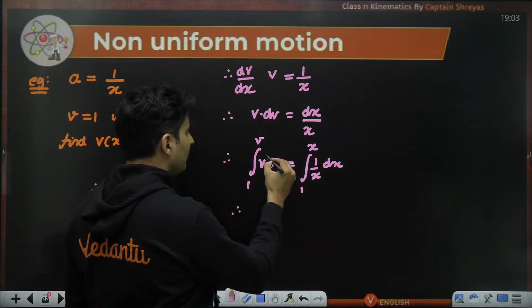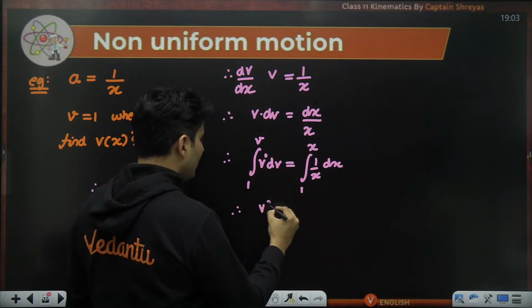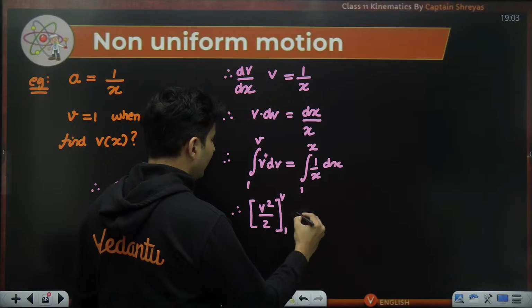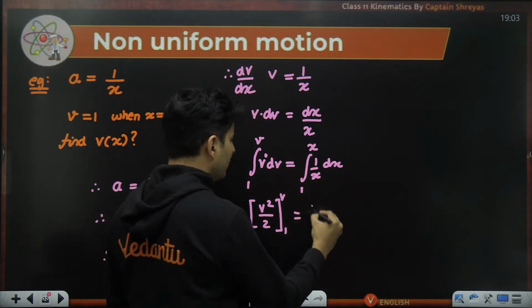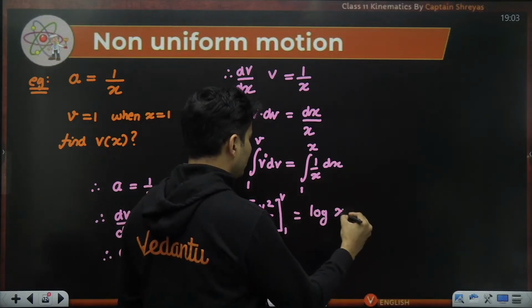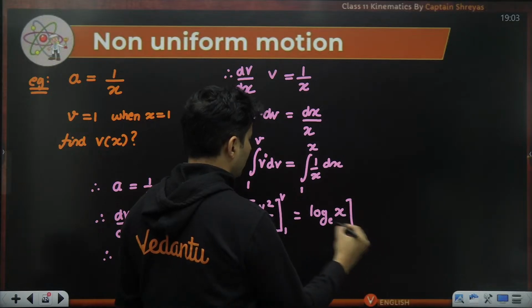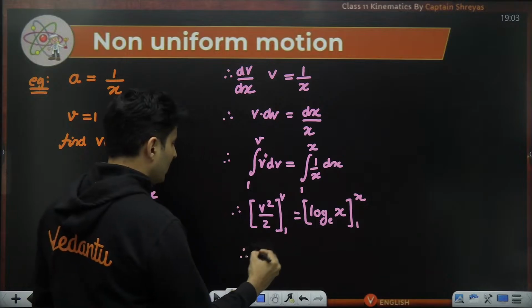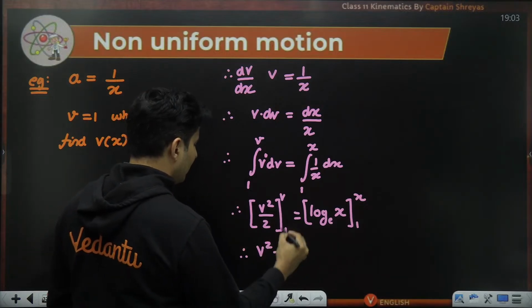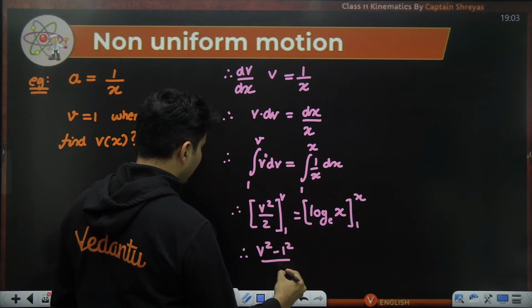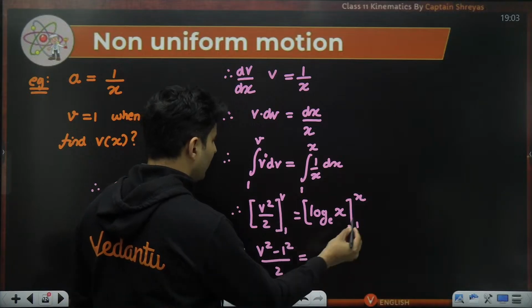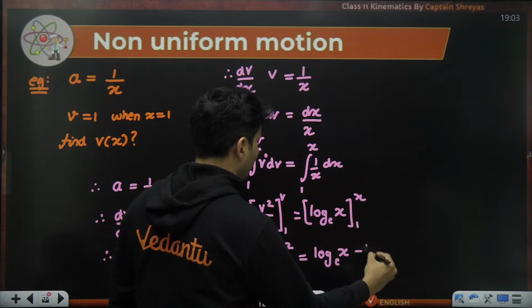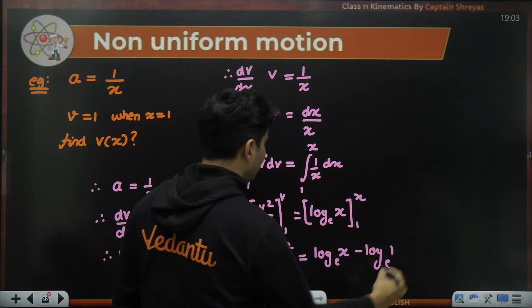V's integration, this is v raised to 1, is v raised to 2 divided by 2. Do not forget the limits, v and 1. What is 1 by x's integration? It is basically log of x, obviously to the base e, and that's it. So put 1 and put x over here. So this will become v first and then 1 next. Subtract them and divide by 2, is equal to log of x to the base e and then log of 1 to the base e.